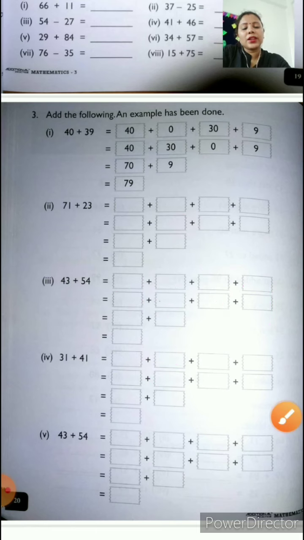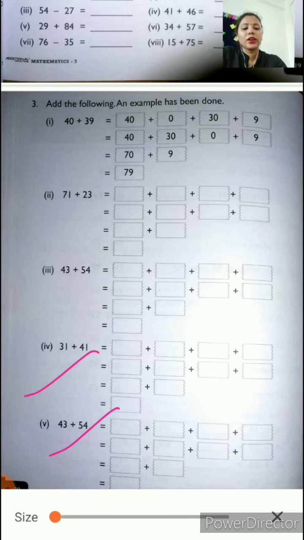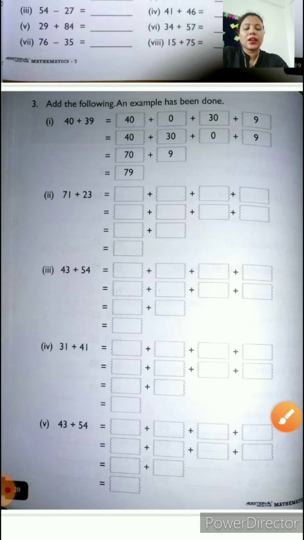Similarly, just do your question number 4 and 5 also. It's your homework. Do it by yourself. If still you have any confusion, so just comment me in comment section.